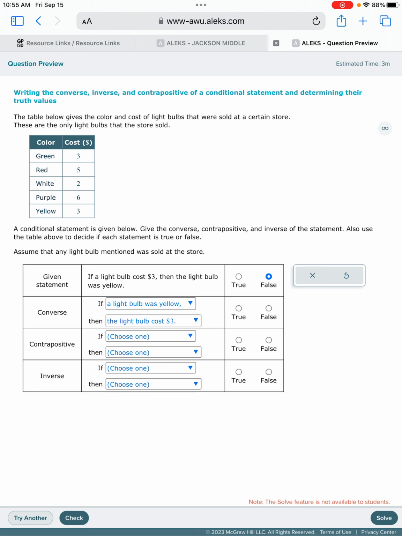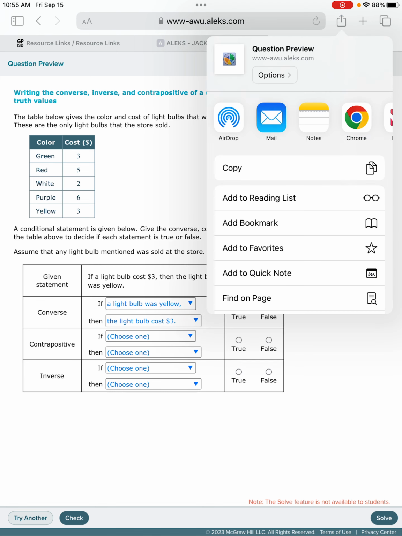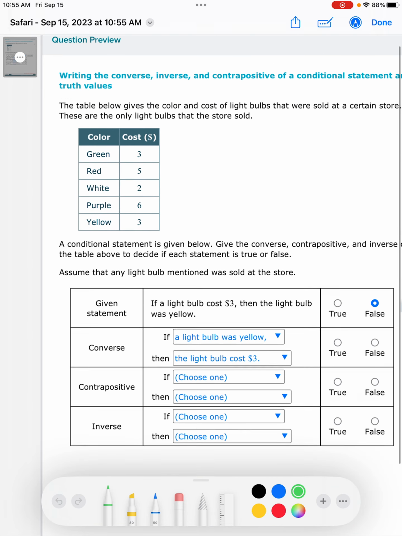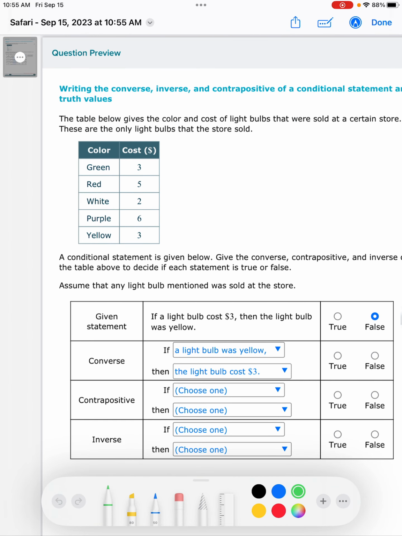So now we have our statement. We're going to check, well, is it true or not? Right? When I go from the given statement to the converse in this problem, will my truth values change for the statement? Well, let's find out. So let me get back to where I can write. And it says if a light bulb was yellow, so we're just going to go through and find all the light bulbs that are yellow. So I'll use green.